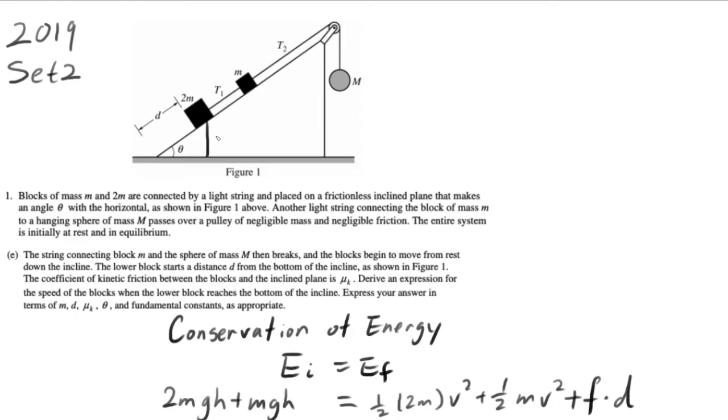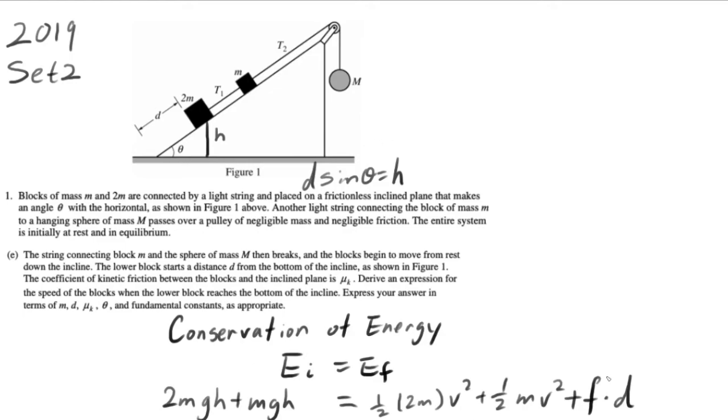If we draw this triangle, we know that block 2m starts at a height of h. And using this right triangle relationship, we know that sine theta equals h over d. And move d to the side to get d sine theta equals h. So we can plug that into the equation and combine terms.